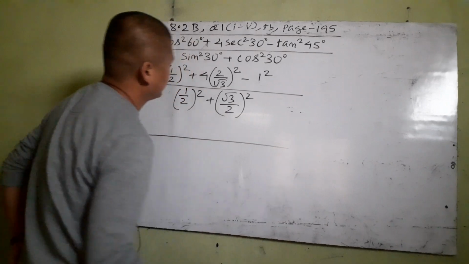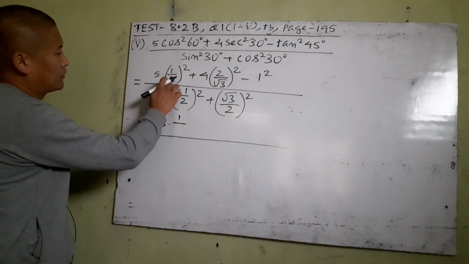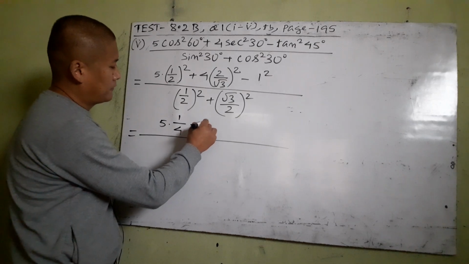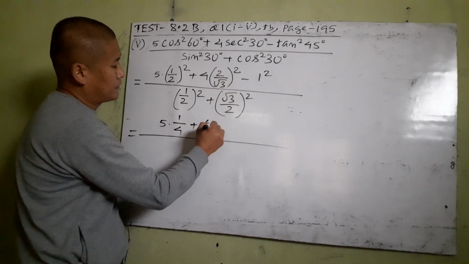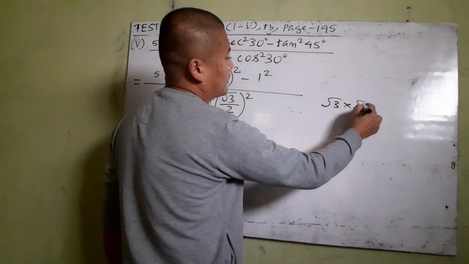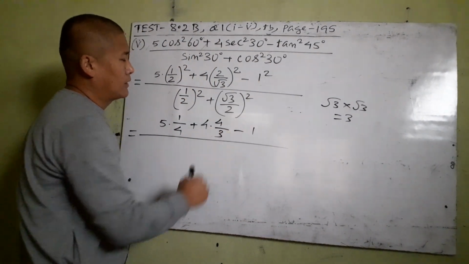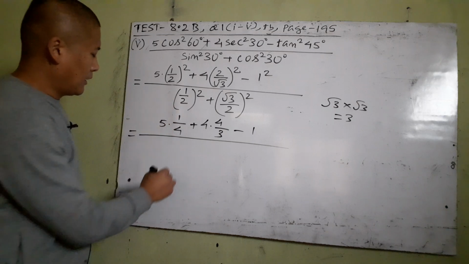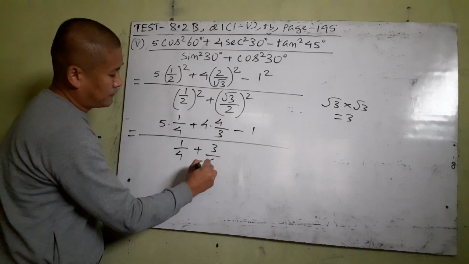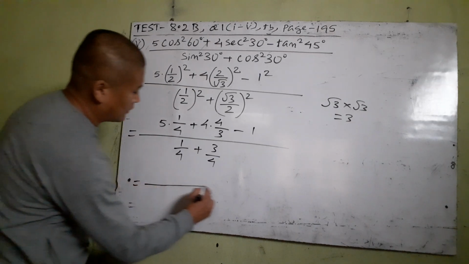Next step, again long line, and here 5 into 1 square is 1, 2 square is 2, 2s are 4, right. Then here plus 4, 2 square we know is 4, divided by root 3 square is 3. Root 3 into root 3 is 3. Then minus here 1 square is simply 1. Down here also likewise, 1 square 1, 2 square 4, plus root 3 square 3, 2 square is 4. This is right.